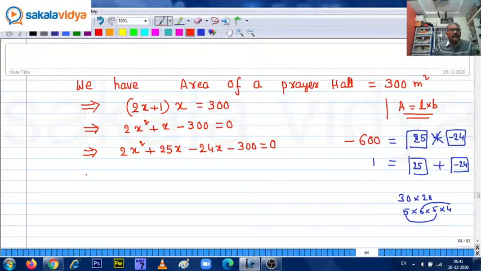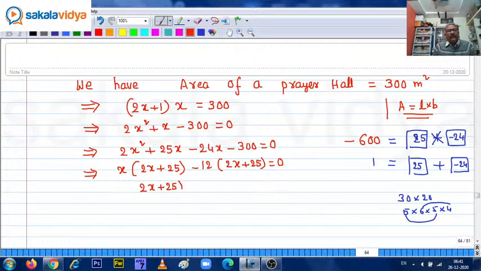Now let us take x common from the first two terms. If we take x common, we get 2x plus 25. From the next two terms, minus 12 common, because we need 2x plus 25 equals 0. So now 2x plus 25 is common, and we have x minus 12 equals 0.